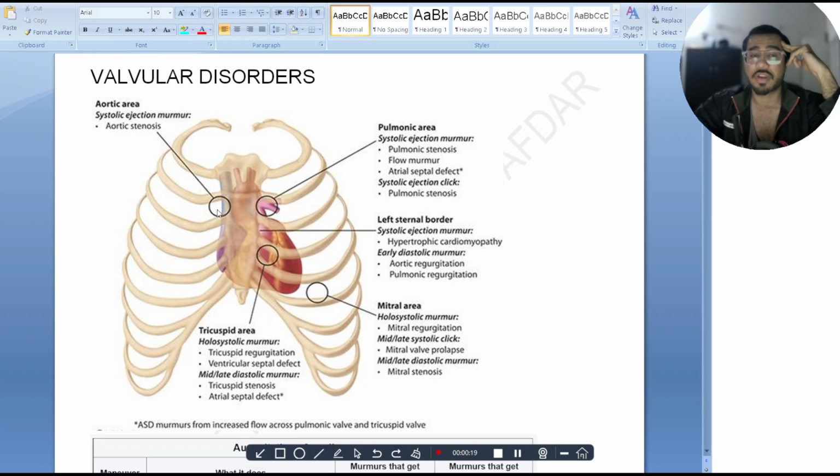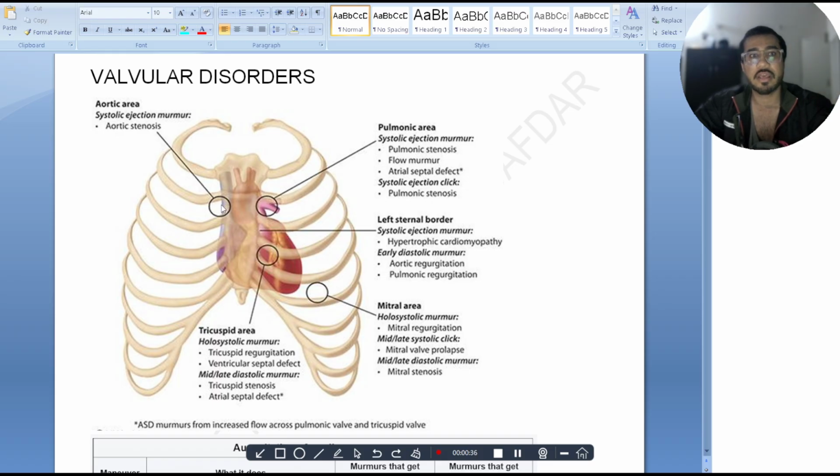So it starts on the right, then goes on the left side. It starts on the second intercostal space. This is second, this is fourth, and this is fifth. Second, fourth, fifth. So how you're gonna name these areas is really important, and that is what's gonna make all the difference.